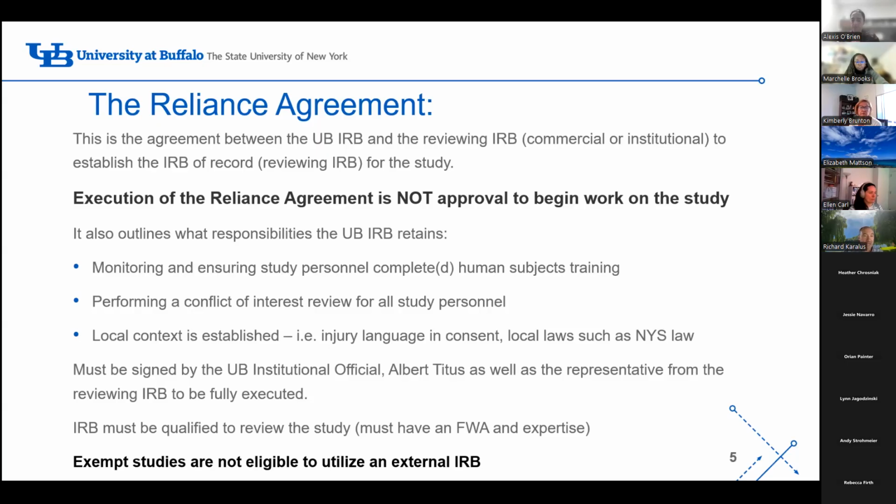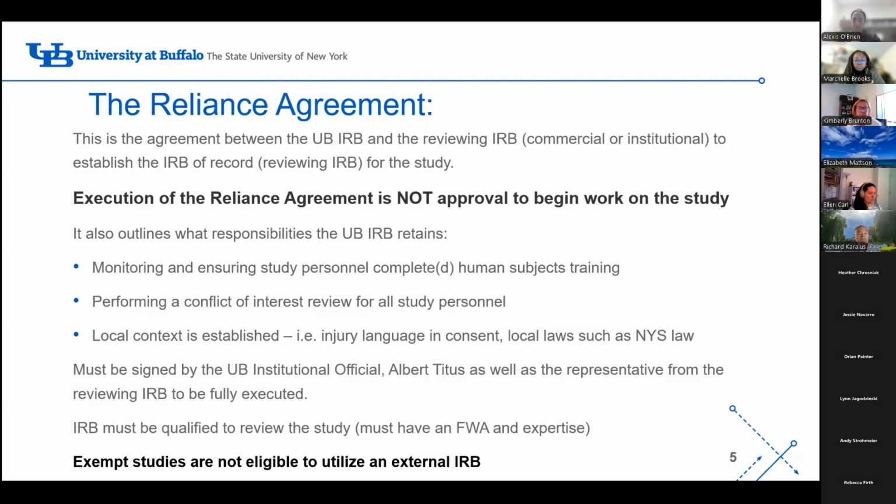still have certain responsibilities, and typically the responsibility of the IRB that cedes review is to make sure that all study personnel in the study have human subjects training, because the other IRB will not have access to your training records. So that's a requirement of ours. Same thing with conflict of interest review. We're going to do a conflict of interest review for all the study personnel, and the other IRB would not have your annual disclosures. So we have the annual disclosure, so we would do the conflict of interest review.